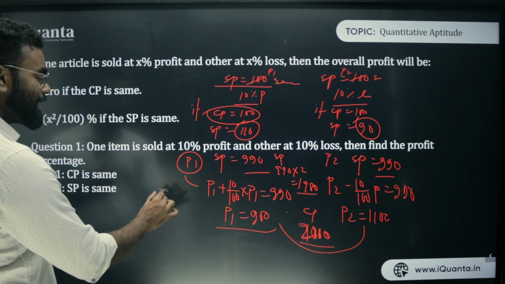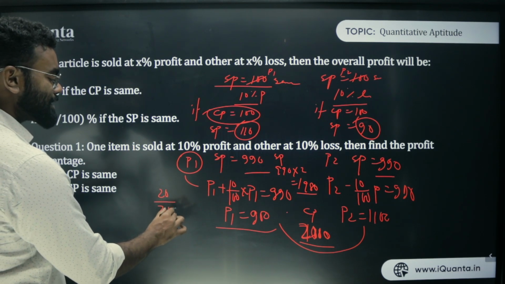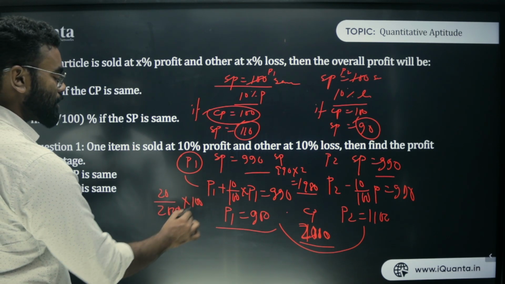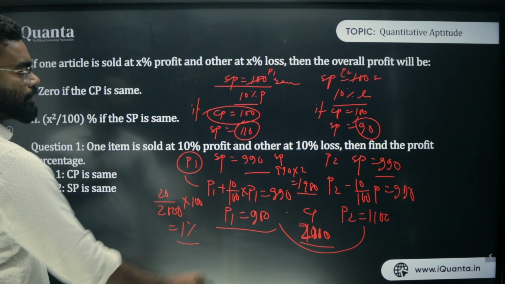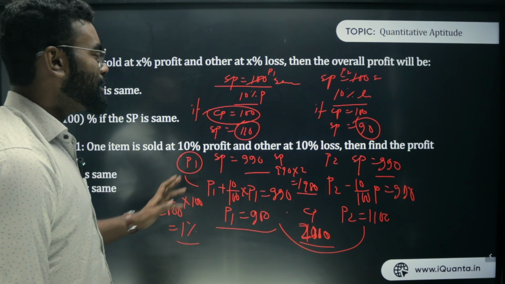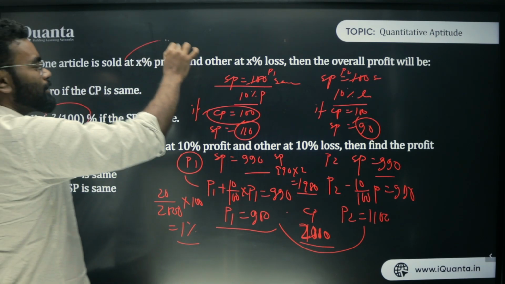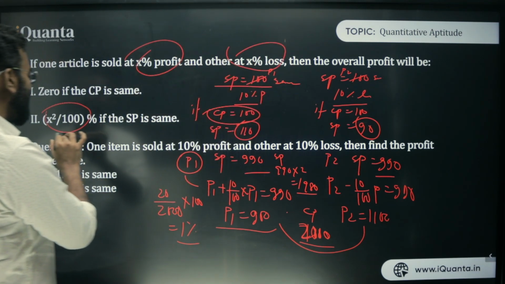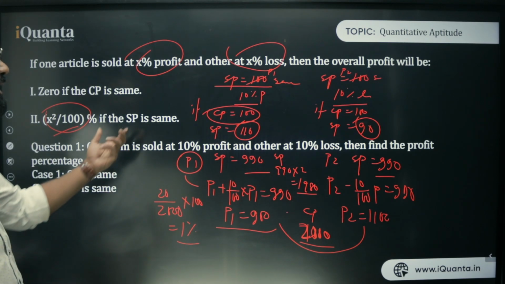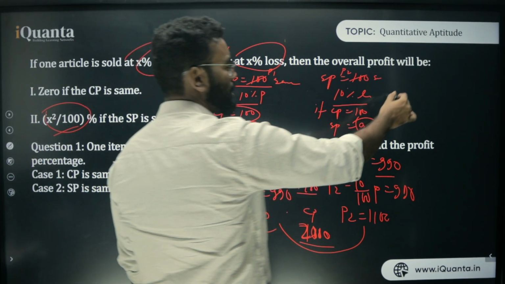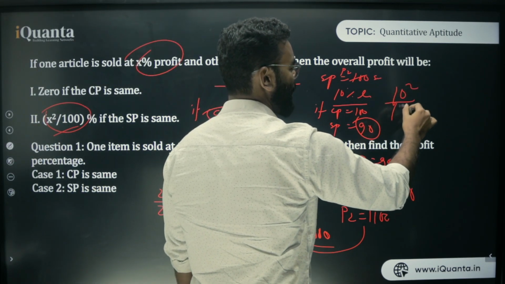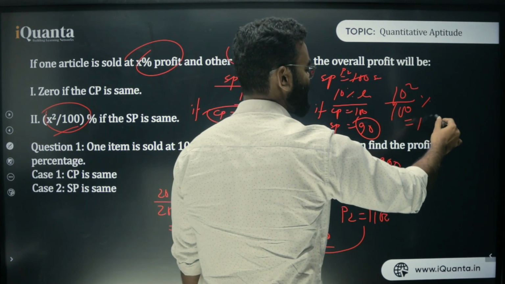Clear? So what is the loss? The loss is 20 out of 2000, that is CP, into 100. So the loss is 1%. Now you understand the loss is 1% when it is 10%. But think about the formula. It is said if it is X% profit and X% loss, it will be X square upon 100% loss if the selling price is same. Now X square upon 100% is nothing but 10 square upon 100%, which is same as 1%.